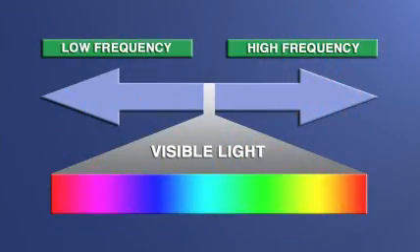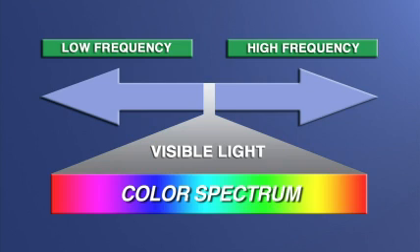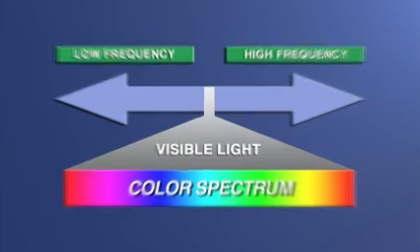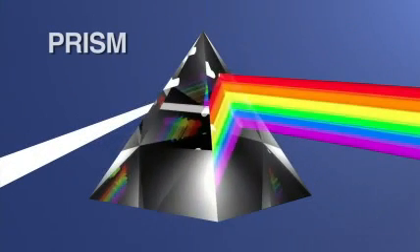All of those colors make up the color spectrum, and each color represents a small change in frequency within visible light. When you see what we call white light, what you are actually seeing is all of the colors of the rainbow mixed together. A prism is a uniquely shaped object that can separate white light into individual colors.